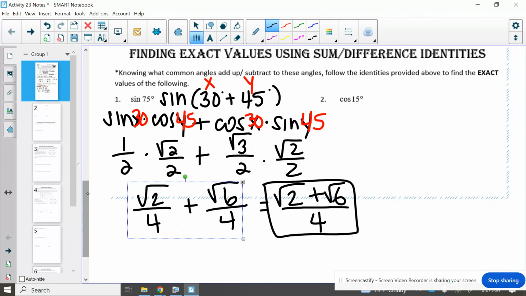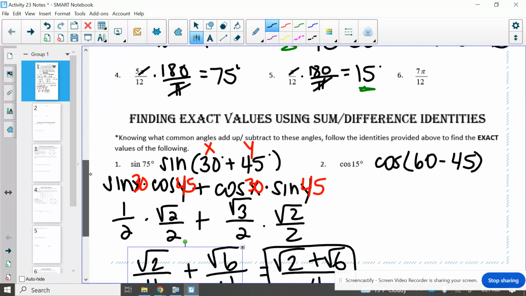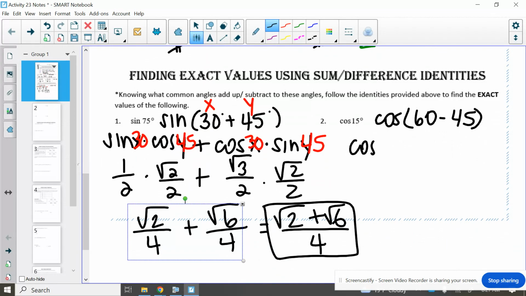For cosine, again, similar idea. We're going to start by picking two values from the unit circle, and this can vary. I'm going to choose this time 60 minus 45. And again, if we look at our cosine up above, we're using this formula. Be careful. We have cosine of x times cosine of y, and then be careful, if this is a minus sign, it's the opposite for cosine. We would have then sine of x times sine of y. And again, this time the x and the y are going to be 60 and 45.